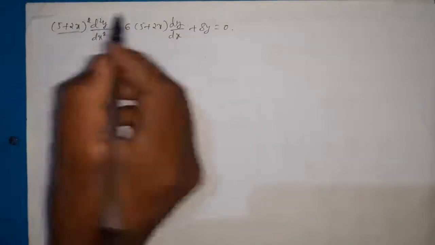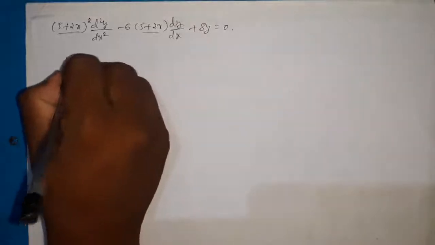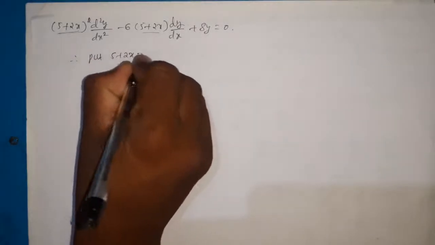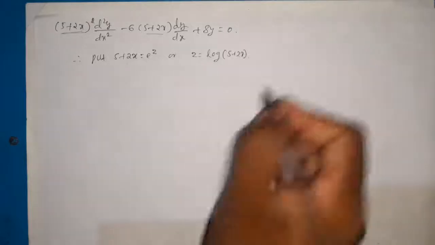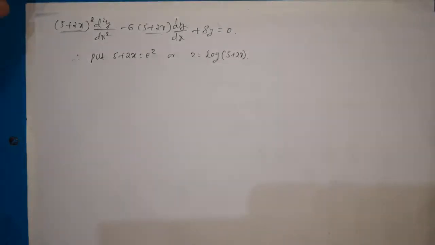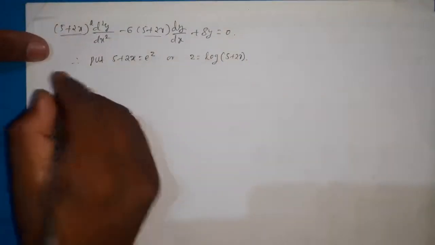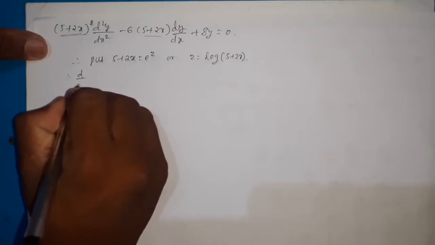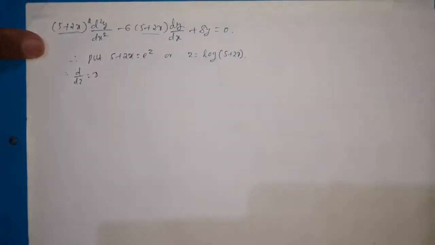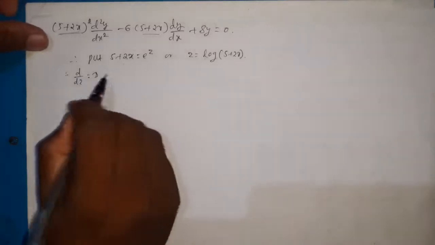Here the linear expression is 5 + 2x. So first put 5 + 2x = e^z, or z = log(5 + 2x), and d/dz = D. It means that (a + bx)² d²y/dx² equals b² D(D − 1), and (a + bx) dy/dx equals b D. So now let us make the substitutions here.